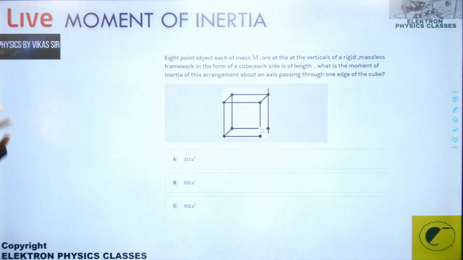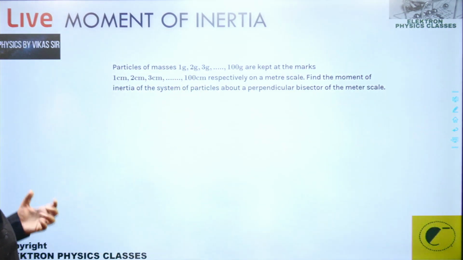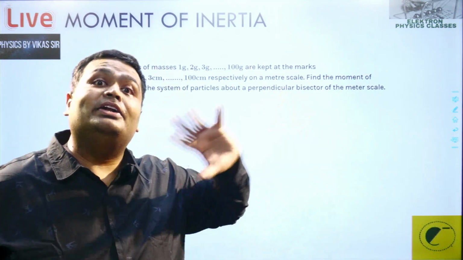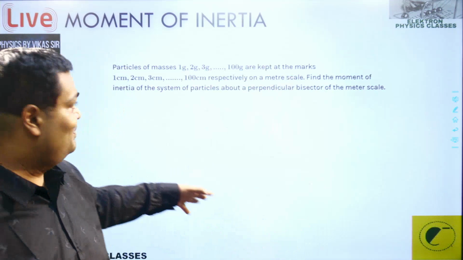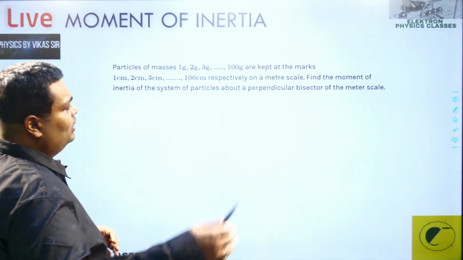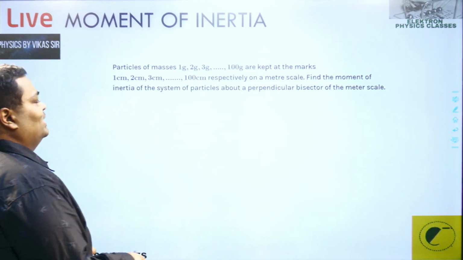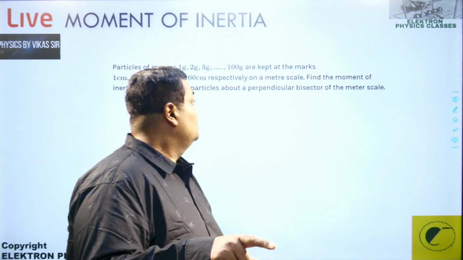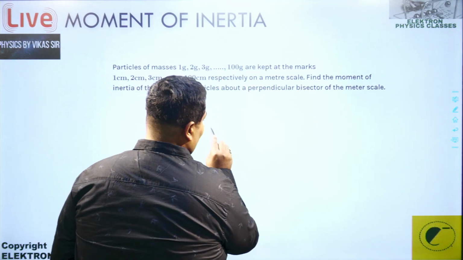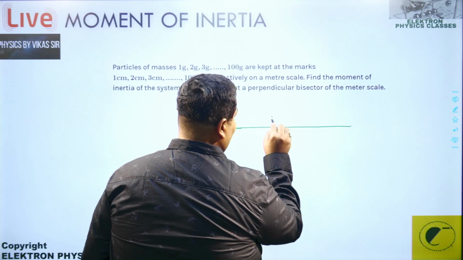So let's move forward and do a very nice question. The question is like this. We have many particles, 100. So why take 12, 14, 16, we decided to take 100 particles. They are kept at the marks 1, 2, 3, and so on, and we need to find the moment of inertia of the system about the perpendicular bisector of the meter scale. It's not telling the center of mass. It's telling the perpendicular bisector of the meter scale. Do we know what a meter scale is? We must. So that's a meter scale, and that's the 50 centimeter mark.